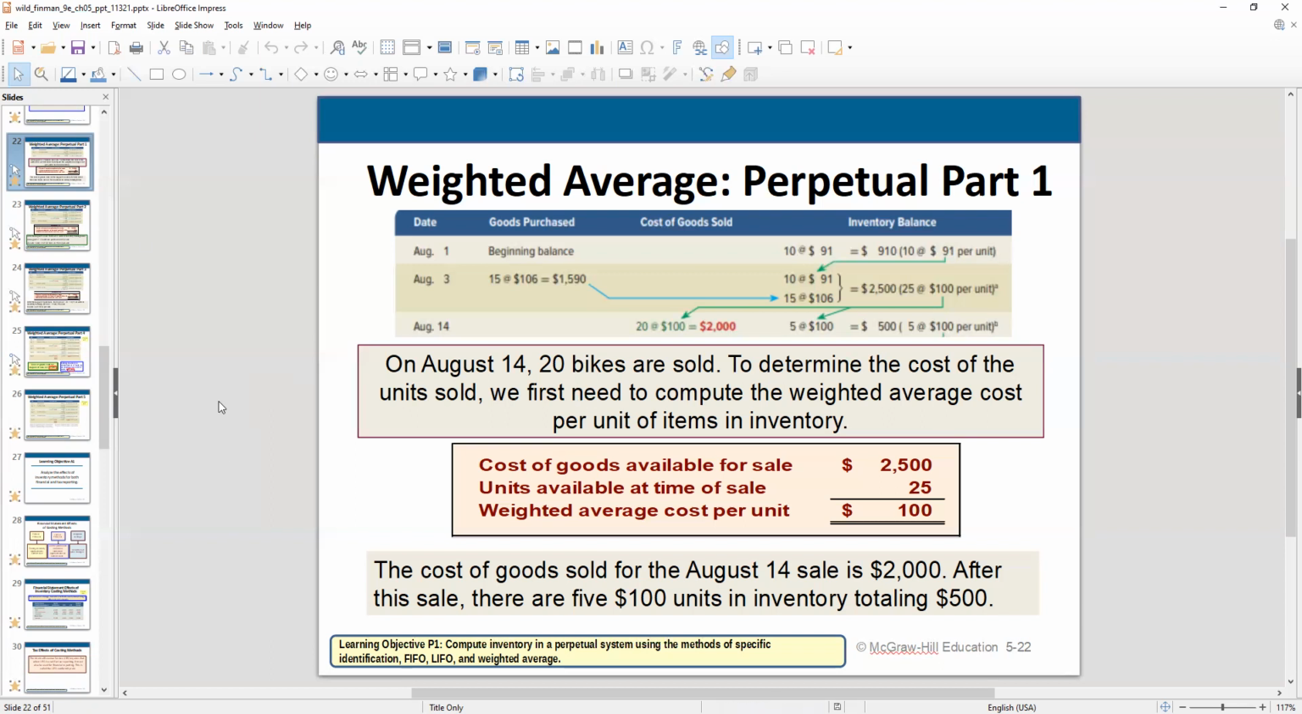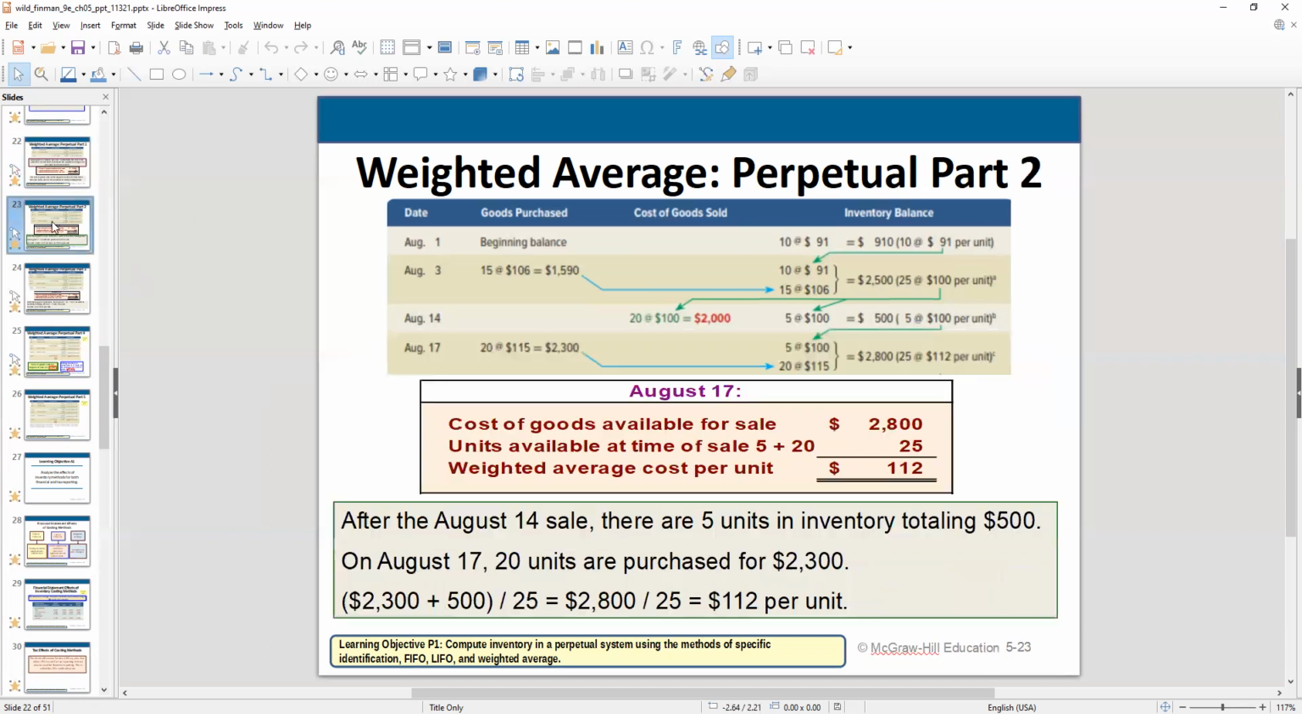All right. Next transaction. After selling the 20 bikes, we bring in another 20 bikes at 115. No different than the other problems. So we've got to recalculate again. We're going to take the 5 bikes left at 100, the 20 bikes at 115, multiply them out, add them together, and that gives us $2,800. We have 25 units now on hand on August 17th. So we're going to divide it by 25, and that's going to give us $112 per unit.